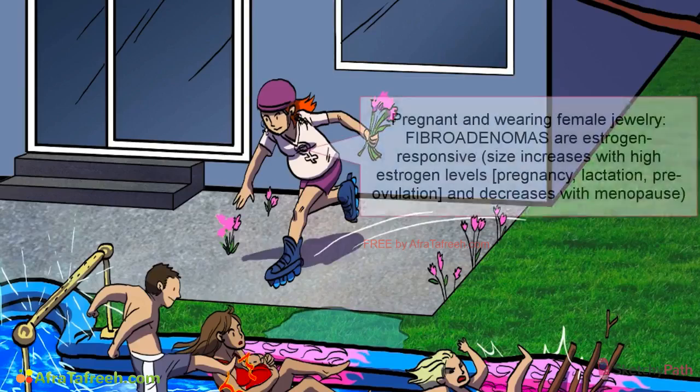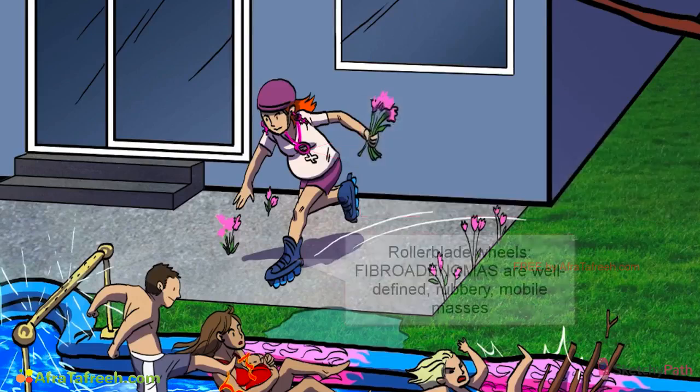This pregnant lady, along with her earrings and necklace, is here to remind you that fibroadenomas are estrogen responsive, meaning their size can increase in times of elevated estrogen levels, like pregnancy, lactation, or just prior to ovulation, when estrogen levels are their highest. This fact also means that existing fibroadenomas can regress after menopause.